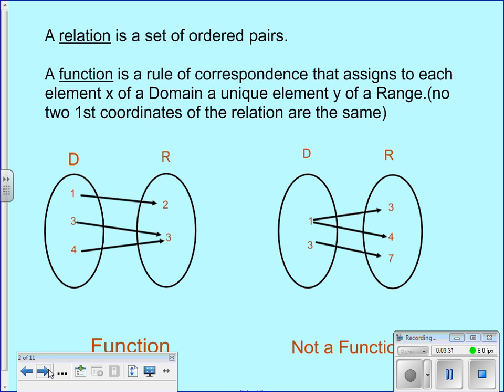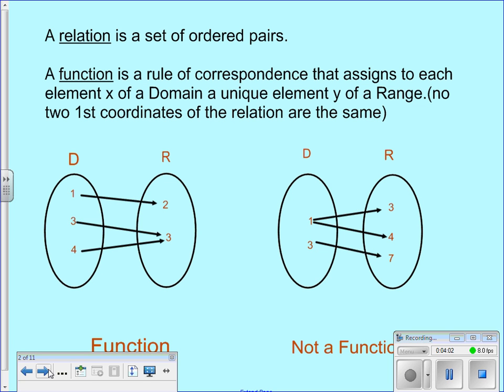A relation is a set of ordered pairs. Anytime we have a set of ordered pairs of any kind, it is a relation. That set of ordered pairs can come from literally a set of ordered pairs, like coordinates. It can come from an equation that gives us x's and y's accordingly. If this is your x, this is your y. If x is this, y is that. That gives us a relation. A function is a particular kind of relation.